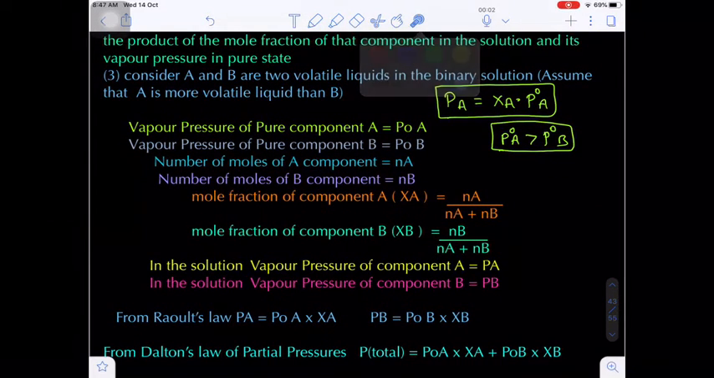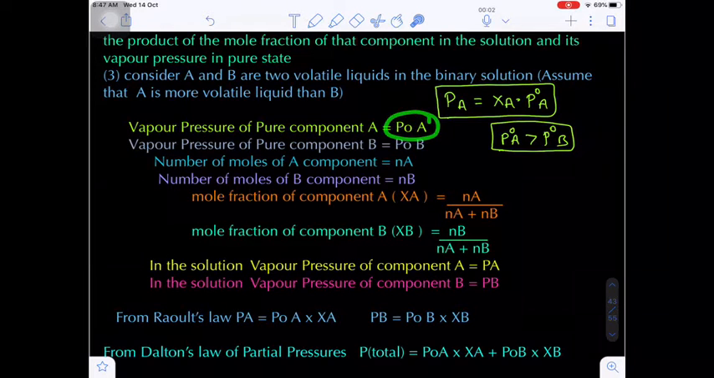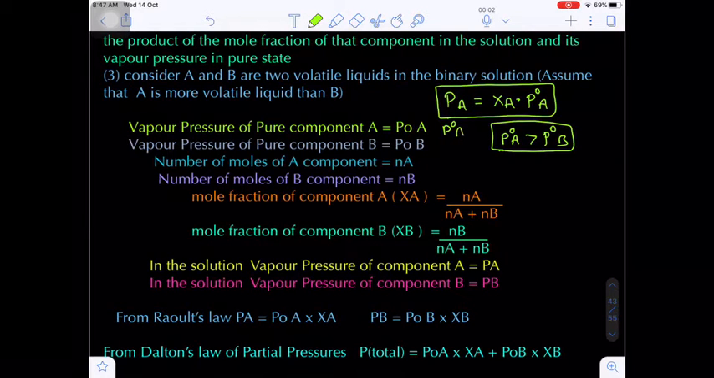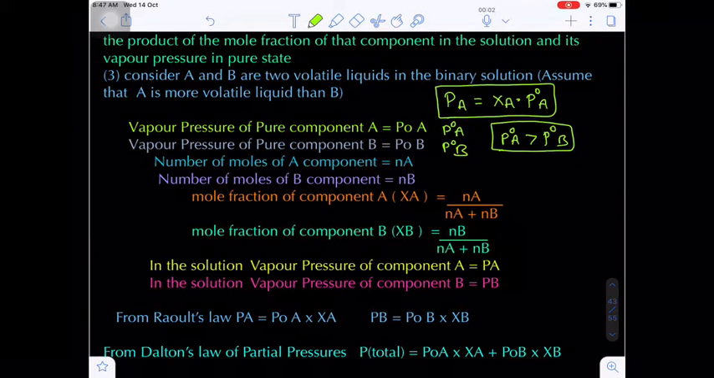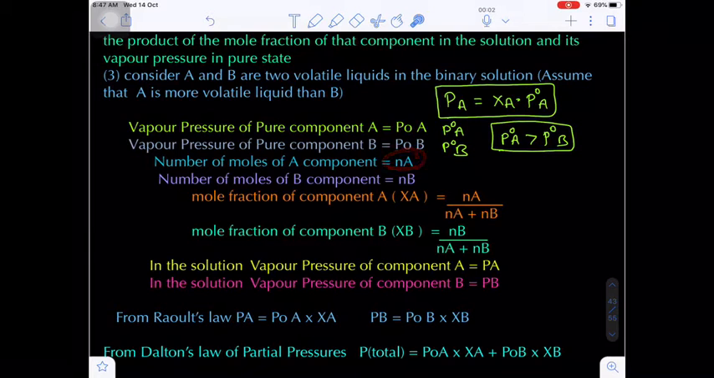Now, what is the vapor pressure of pure component A? This is called P naught A. And what is the vapor pressure of pure component B? That will be P naught B. Now what is the number of moles of component A? Na, and of component B? Nb.